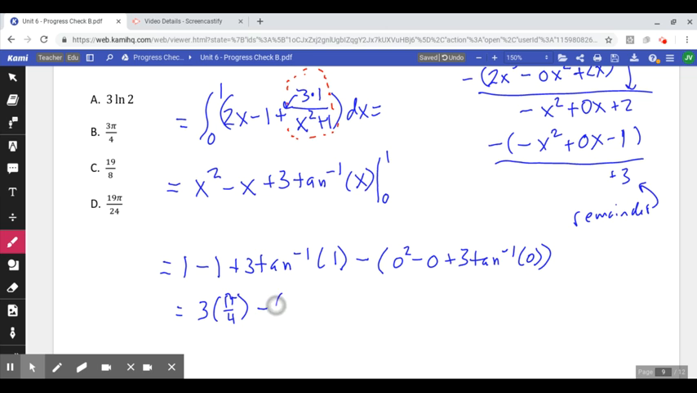For the next part, we have 0 squared minus 0, which is 0. And then we have to do 3 times the inverse tangent of 0. So we want the y over x on the unit circle to be 0. So the y has to be 0. And where the y is 0 is at a radian measure of 0. So the inverse tangent of 0 is also 0. Simplifying the left-hand term, we have 3 pi over 4. And then 3 times 0 is 0. So we wind up with our answer here, which happens to be choice B.